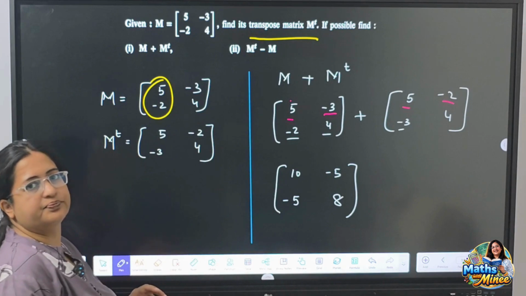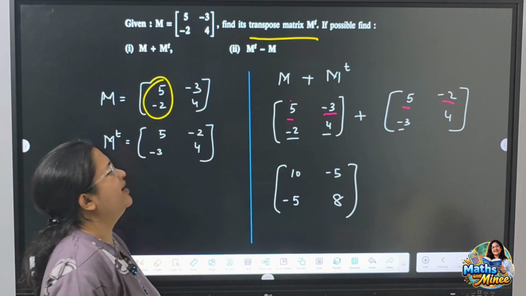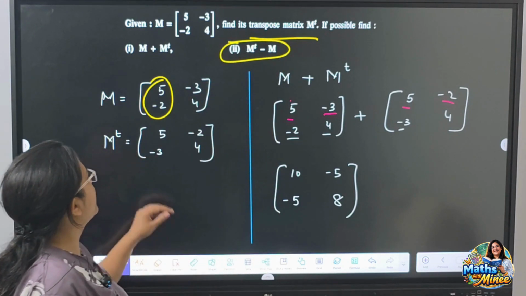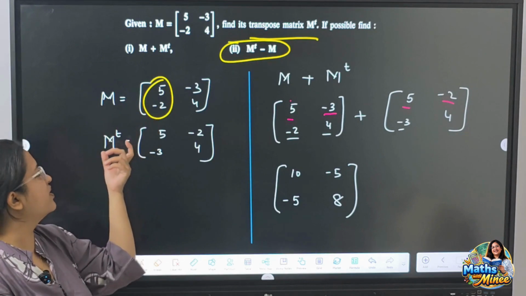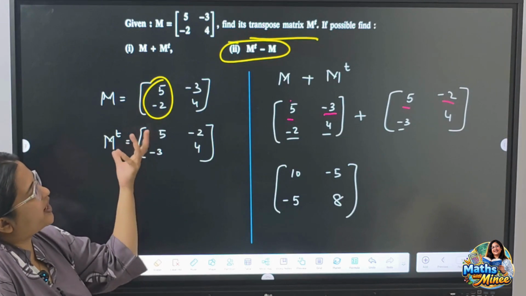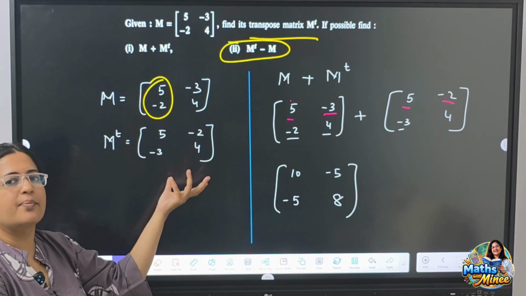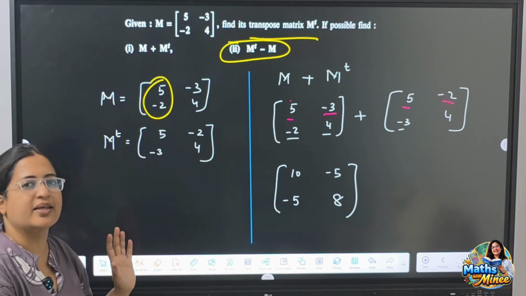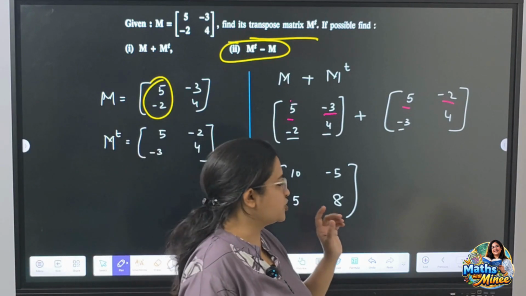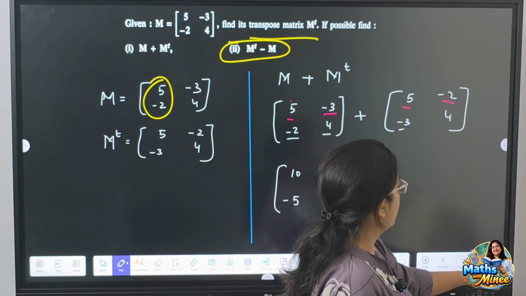Is this clear? ठीक है, आज एक छोटा सा होमवर्क है, ये आप ट्राई करिए. You are given the matrix M, you are given the transpose matrix. Just try to subtract. If you get your answer, you can comment me कि भाई आपका आंसर इसमें क्या आया है, right? So I'll be waiting for your answers. Just try to solve it. Okay.